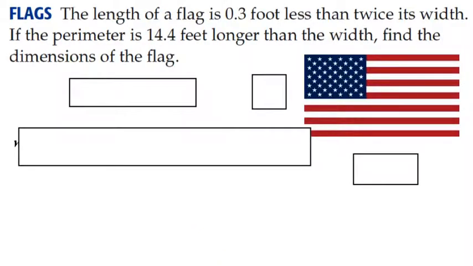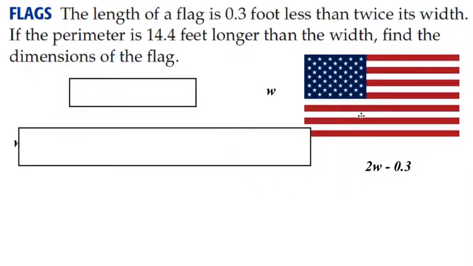The length of a flag is 0.3 feet less than twice its width. If the perimeter is 14.4 feet longer than the width, find the dimensions of the flag. Well, this one's pretty complicated, isn't it? So let's let our variables for width and length be this. We're going to write the length in terms of the width. Okay, so it says the length of a flag is 0.3 feet less than twice its width. We're going to let the width be W. So then down here the length would equal 0.3 less than twice the width.